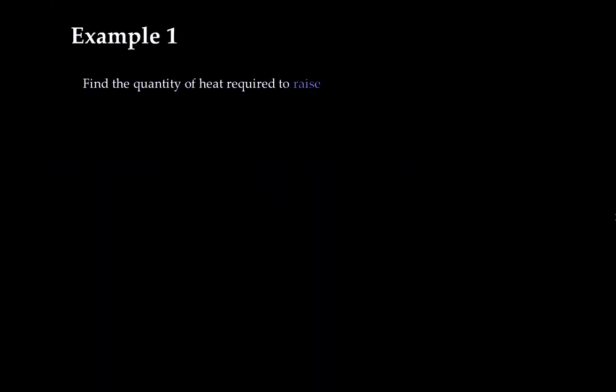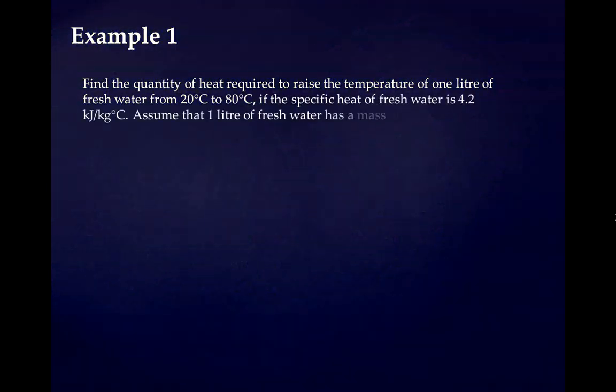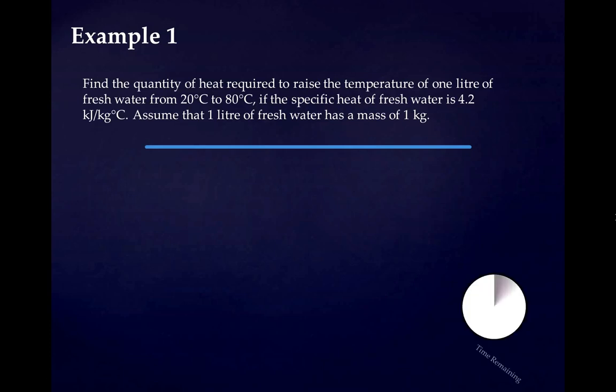Example 1. Find the quantity of heat required to raise the temperature of 1 liter of fresh water from 20 degrees Celsius to 80 degrees Celsius if the specific heat of fresh water is 4.2 kilojoules per kilogram per degree Celsius. Assume that 1 liter of fresh water has a mass of 1 kilogram.